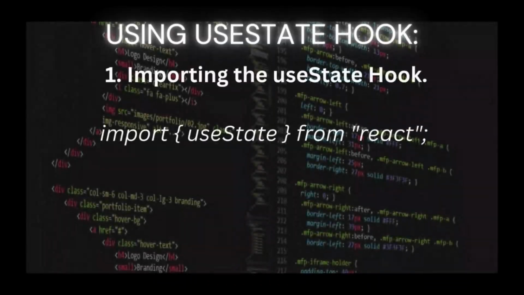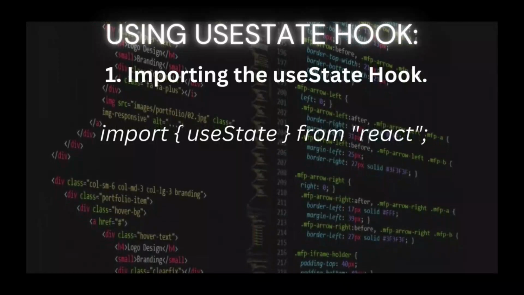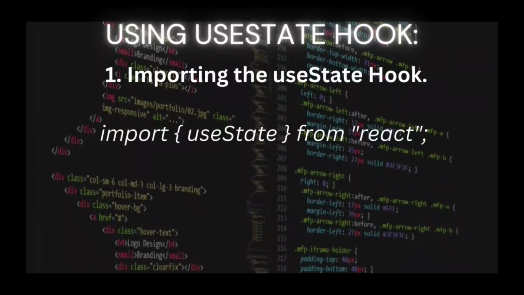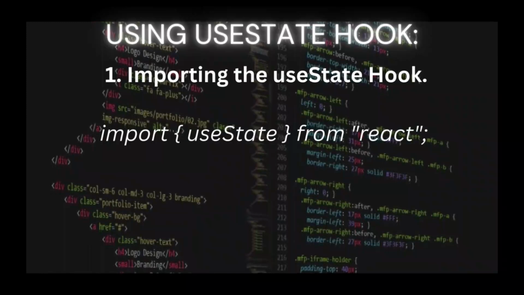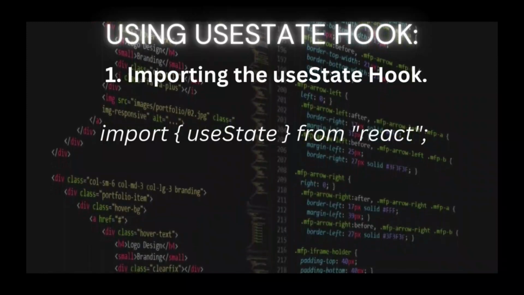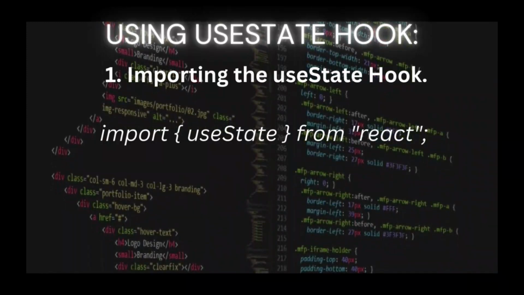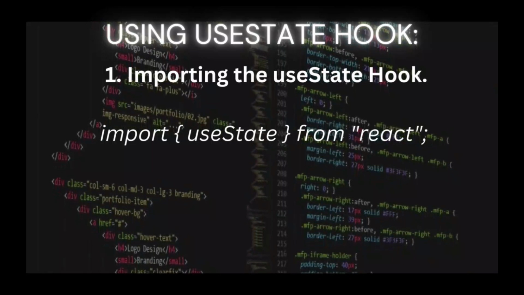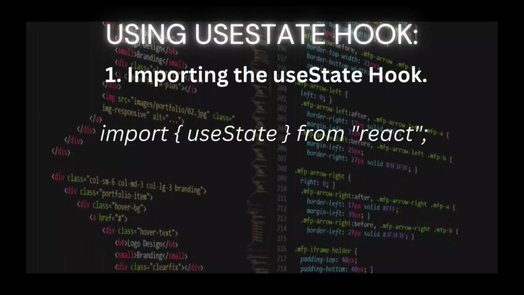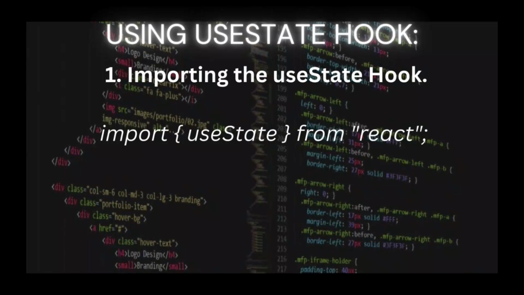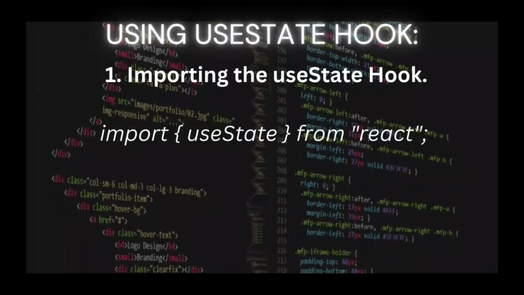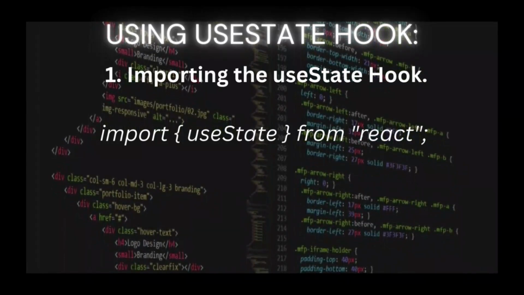The first is importing the useState hook. You import the useState hook from the React library. To use the useState hook, we first need to import it into our component from the React library. So we'll write the following code at the top level of your component. Please don't forget that the import is done at the top level of your component. You import it using the following code, as you can see on the screen.